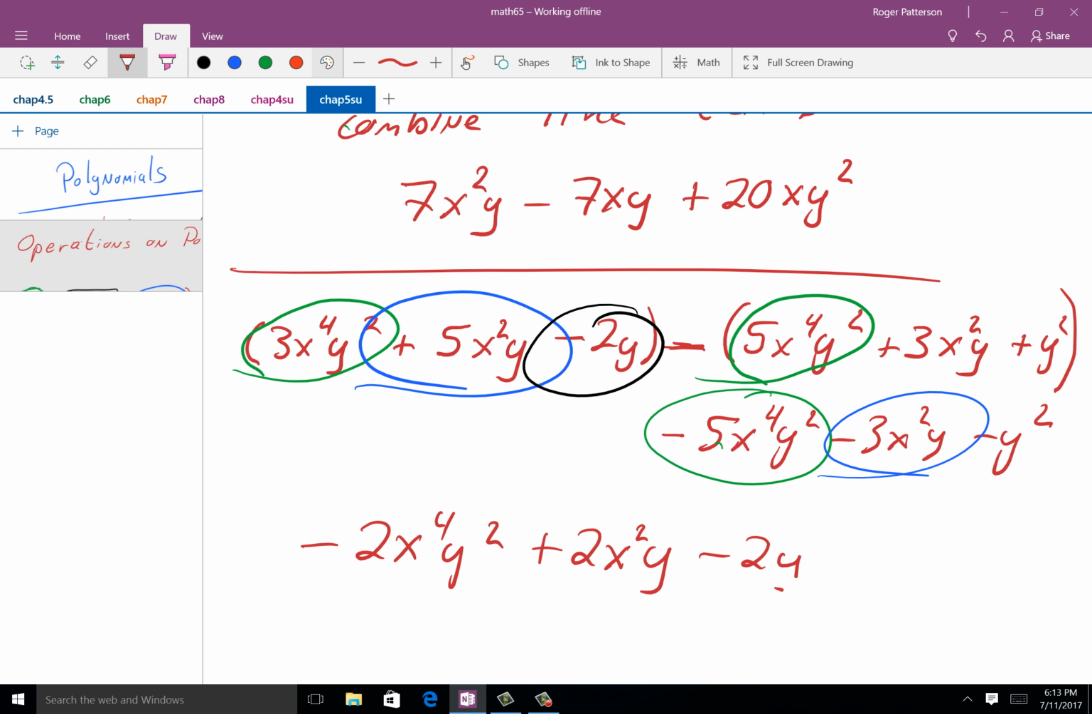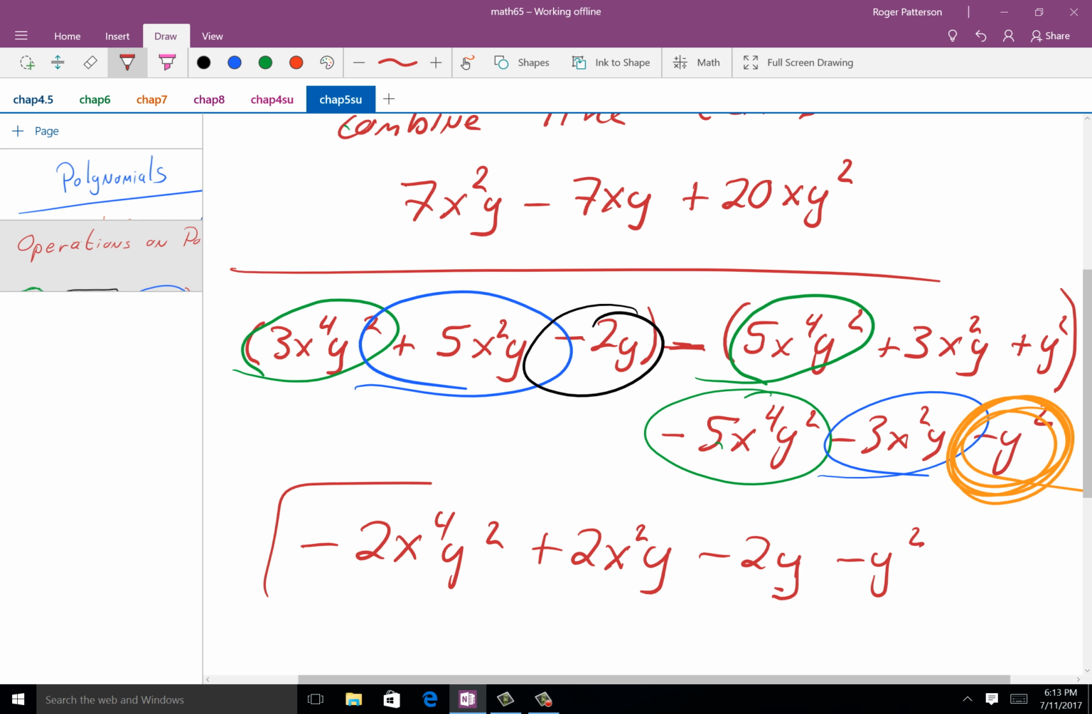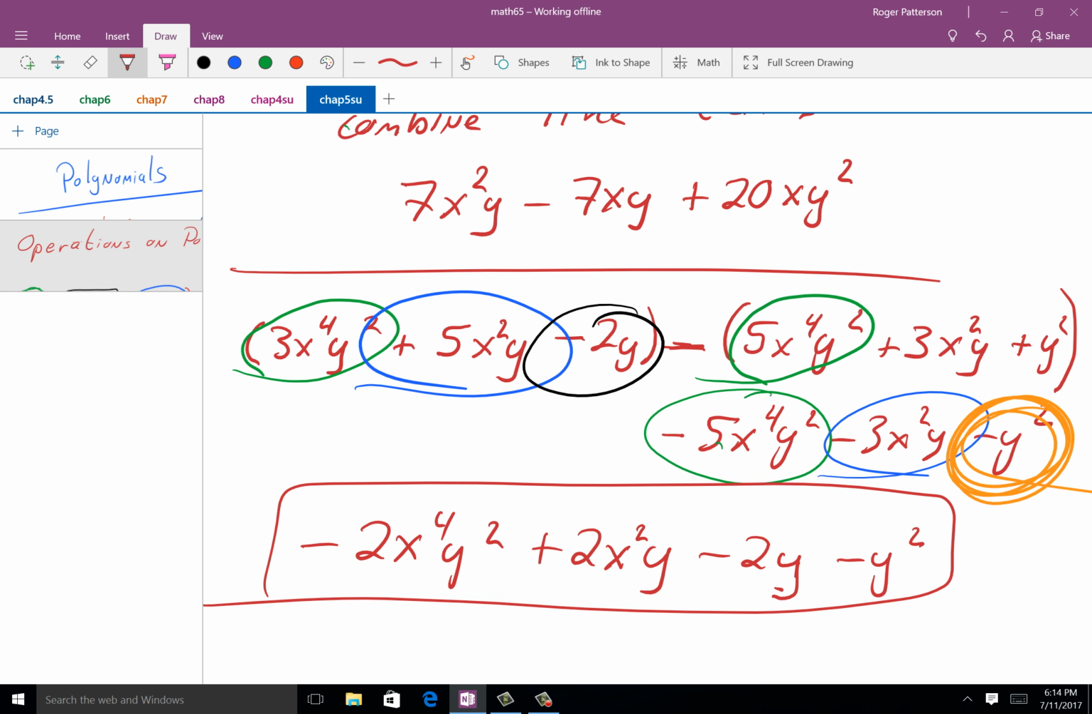And finally, I have this one, which is a minus y squared. So I'm just going to drop it down. All right. So that's done. So I can't do anything else with it. That's the answer. So again, all we're doing is combining the like terms, looking for those common powers on the terms.